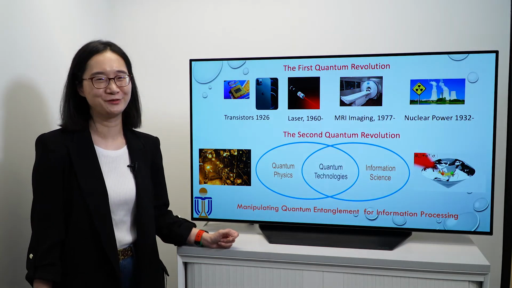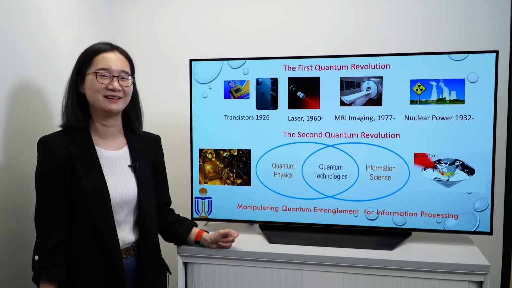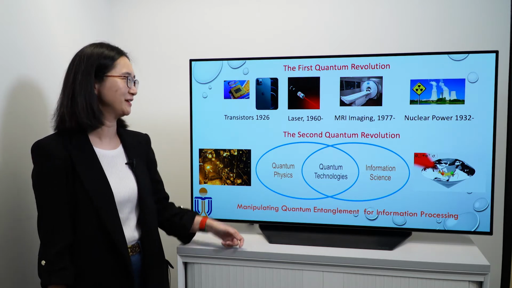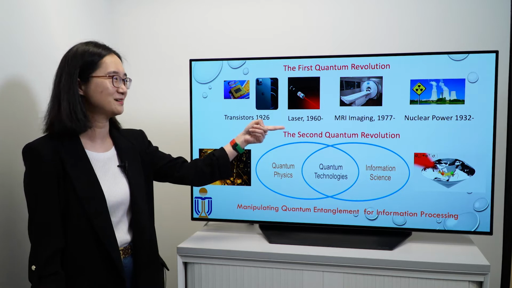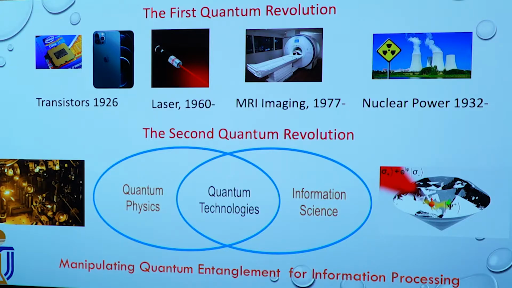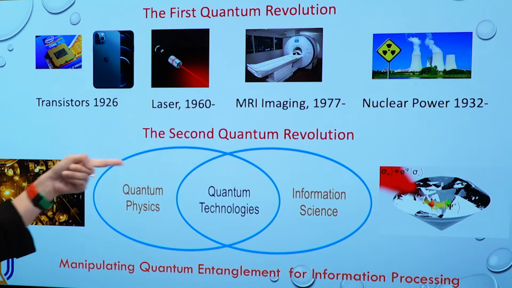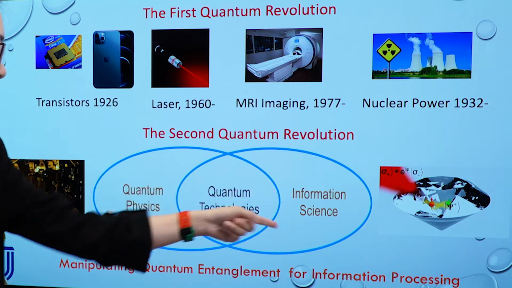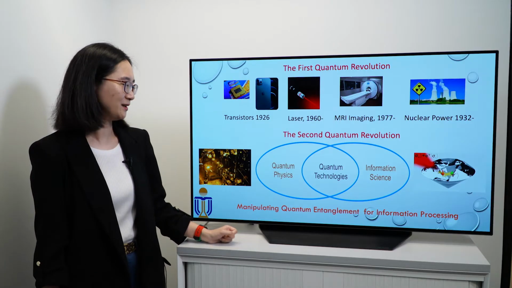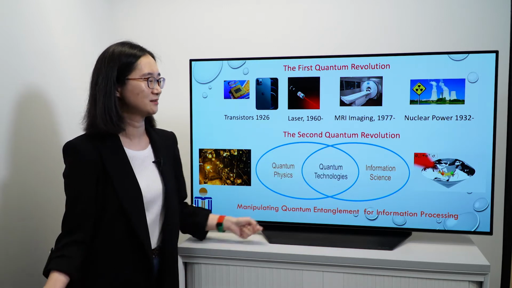The first quantum revolution is the driving force of the information age. It is the underlying technology for building transistors, lasers, MRI imaging, and nuclear power. Now we're at the age of the second quantum revolution, combining quantum physics with information science. Or more formally, we're manipulating quantum entanglement for information processing.